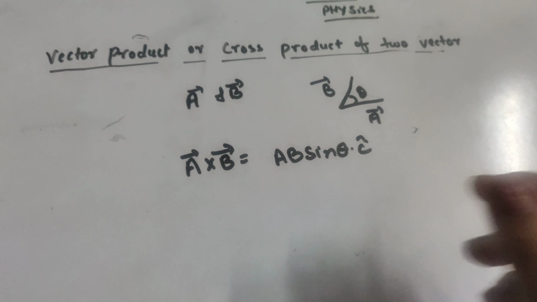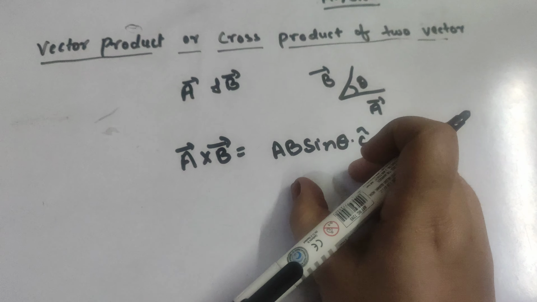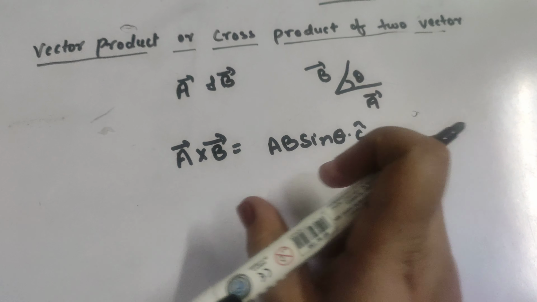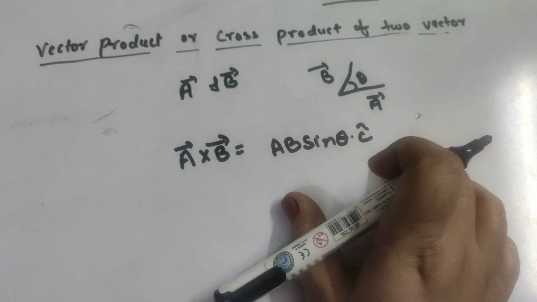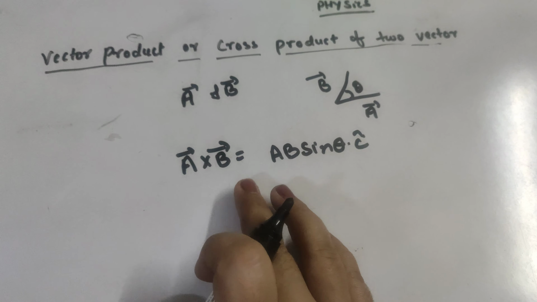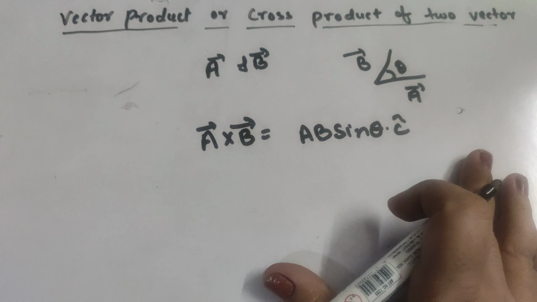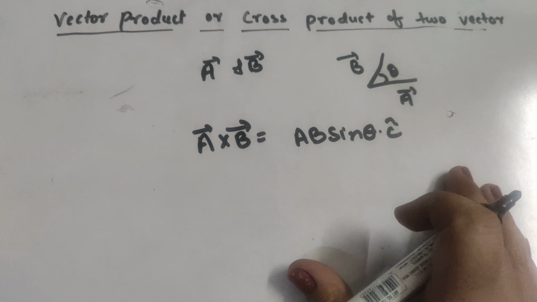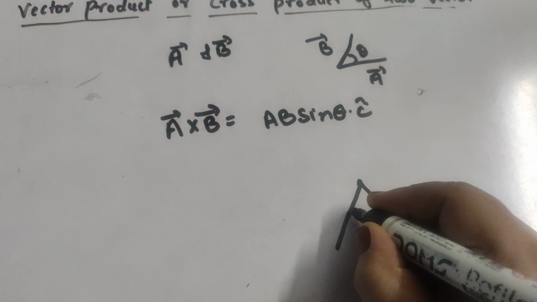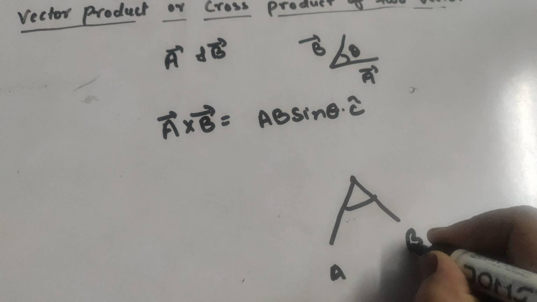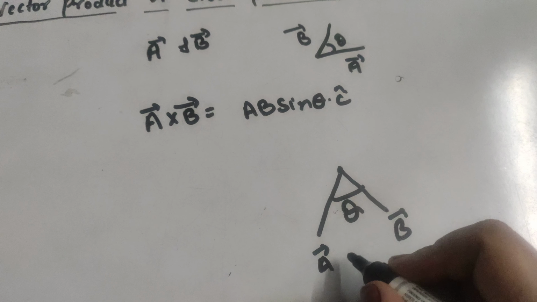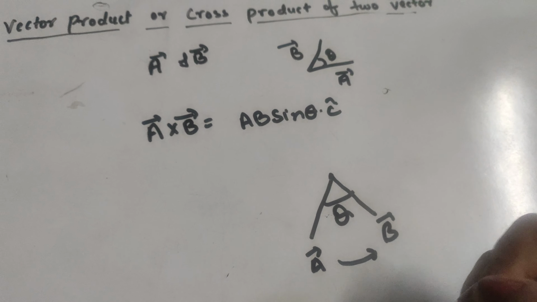So basically the cross product of two vectors is the product of their magnitudes and sine of the angle between them, and the direction of that vector obtained is perpendicular to the plane containing A and B. Here this vector product direction is given by the right hand thumb rule or right hand screw rule, according to which if two vectors A and B make an angle theta between them, then the product A cross B is given by the right hand rule.